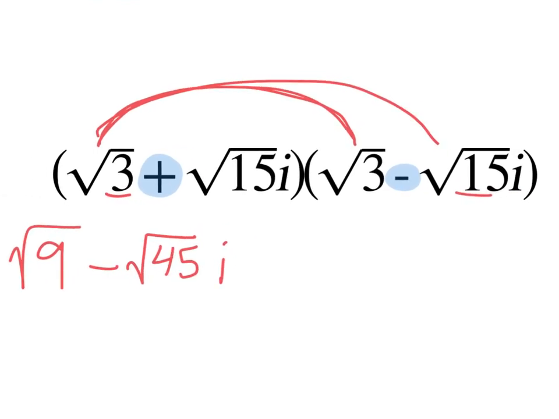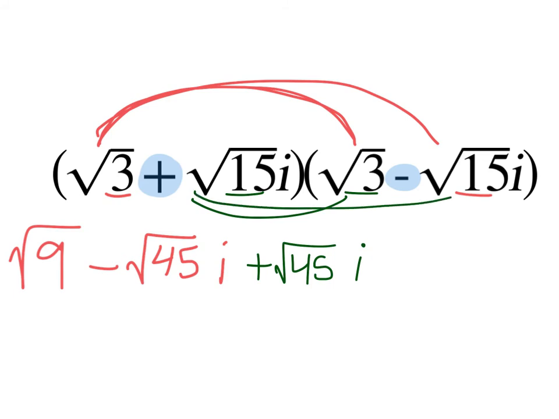And then we'll come to the inside here, positive root 15I times root 3. Again, we can multiply the root 15 times the root 3, and that'll be a positive root 45I. And then we have positive root 15I times negative root 15I. So that's going to be negative. And then root 15 times root 15 is root 225. And then I times I is I squared.